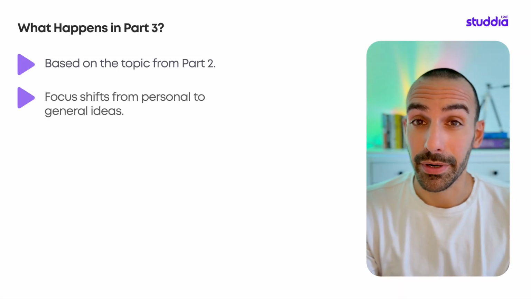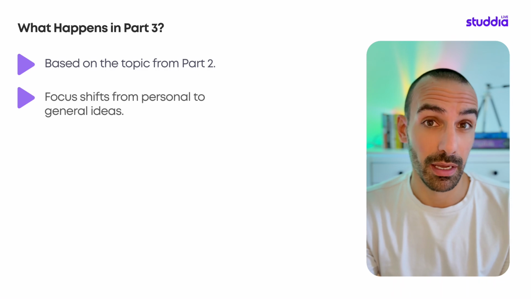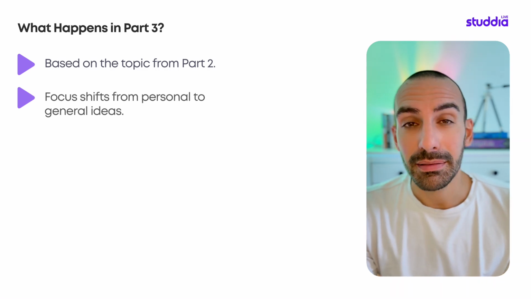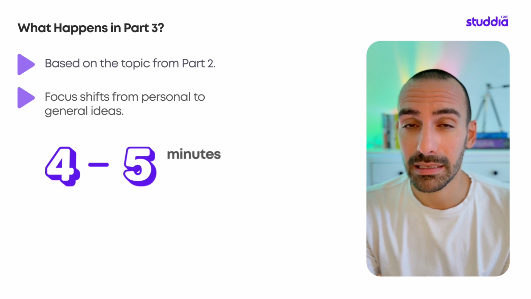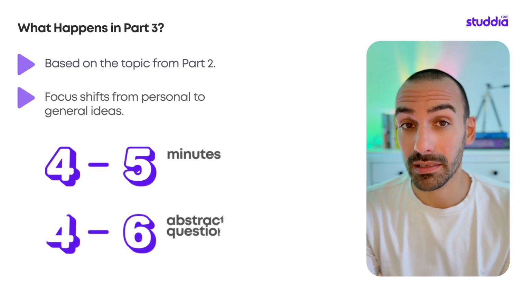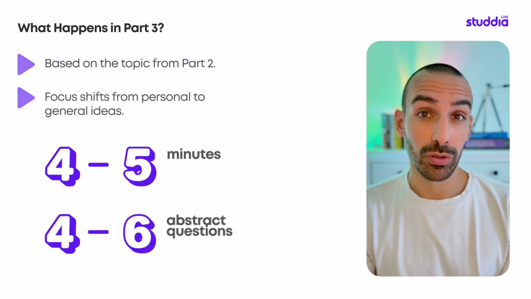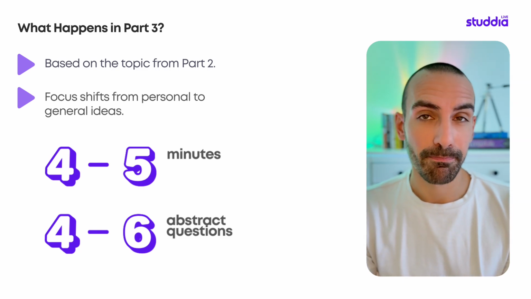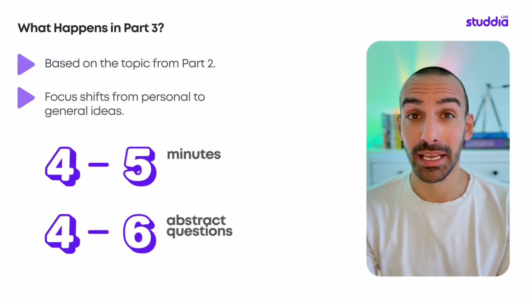Before we go deeper, let's just remind ourselves what actually happens in part 3 of the IELTS speaking test. This part lasts around 4 to 5 minutes, and you'll be asked between 4 and 6 questions, and they're always connected to the topic from part 2. But these questions are abstract in nature.